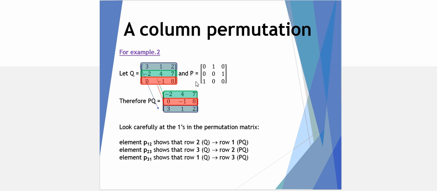And a final 1 is in row 3, column 1. So what was in 1 now moves to 3, using the reverse order. So what was in 1 now moves to 3. Our prediction using our permutation matrix is correct.